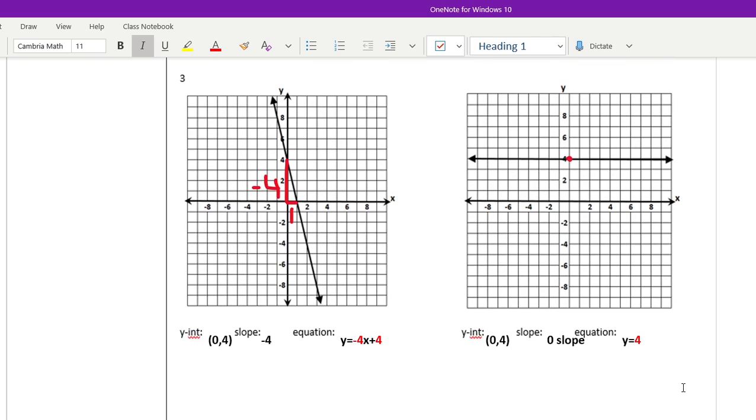Quick examples that I've already done. Our y-intercept was 0, 4. This time it's going down 4 and over 1, which will give me a slope of negative 4. And plugging it into the equation, I have y equals negative 4x plus 4.